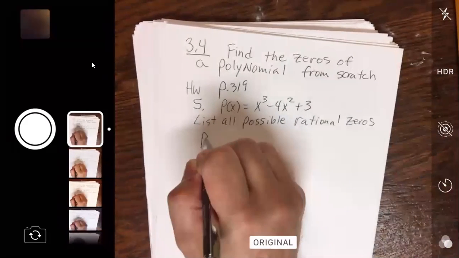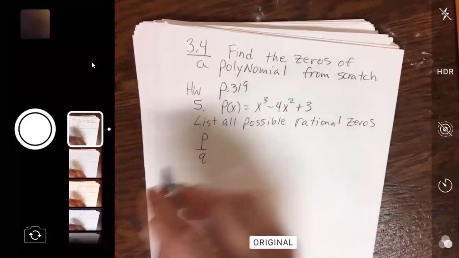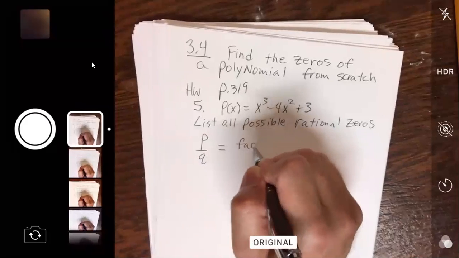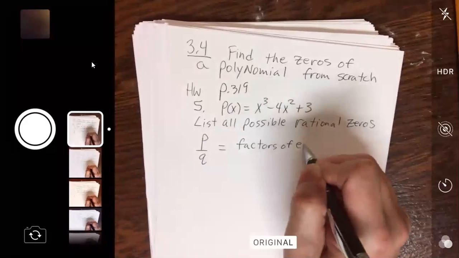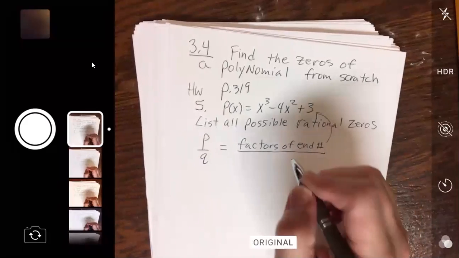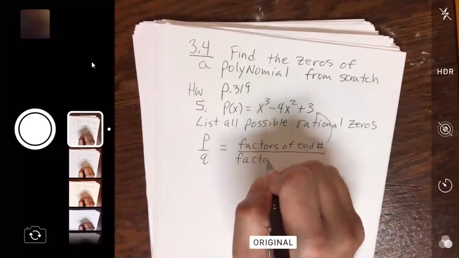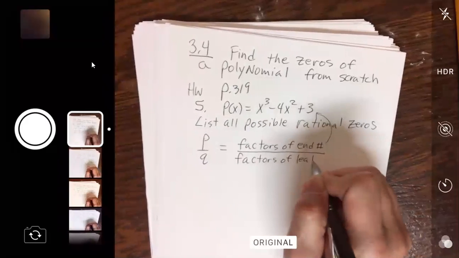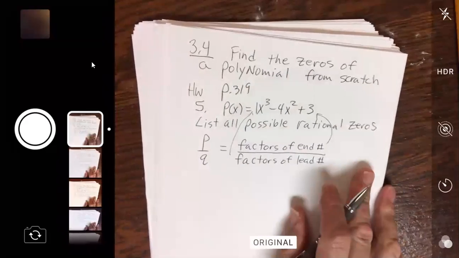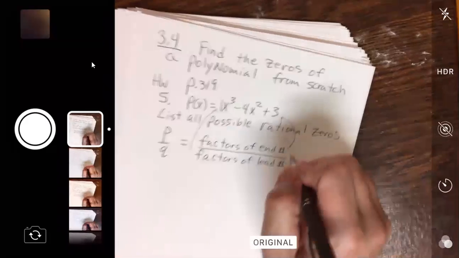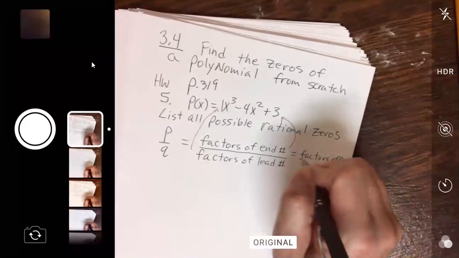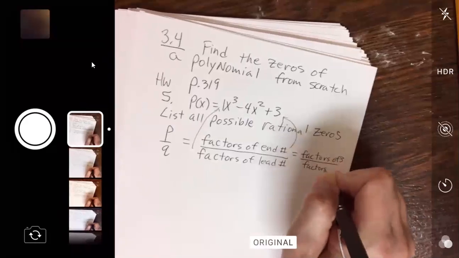What they do is they write it P over Q. I'm going to write it out in words, trying to translate their gibberish. At the top, you need factors of your end number. On the bottom, the end number is this one. You divide by factors of your lead number. That's this one. No number means it's 1. And you don't know what the signs are. So in other words, you need factors on this one of 3 divided by factors of 1.